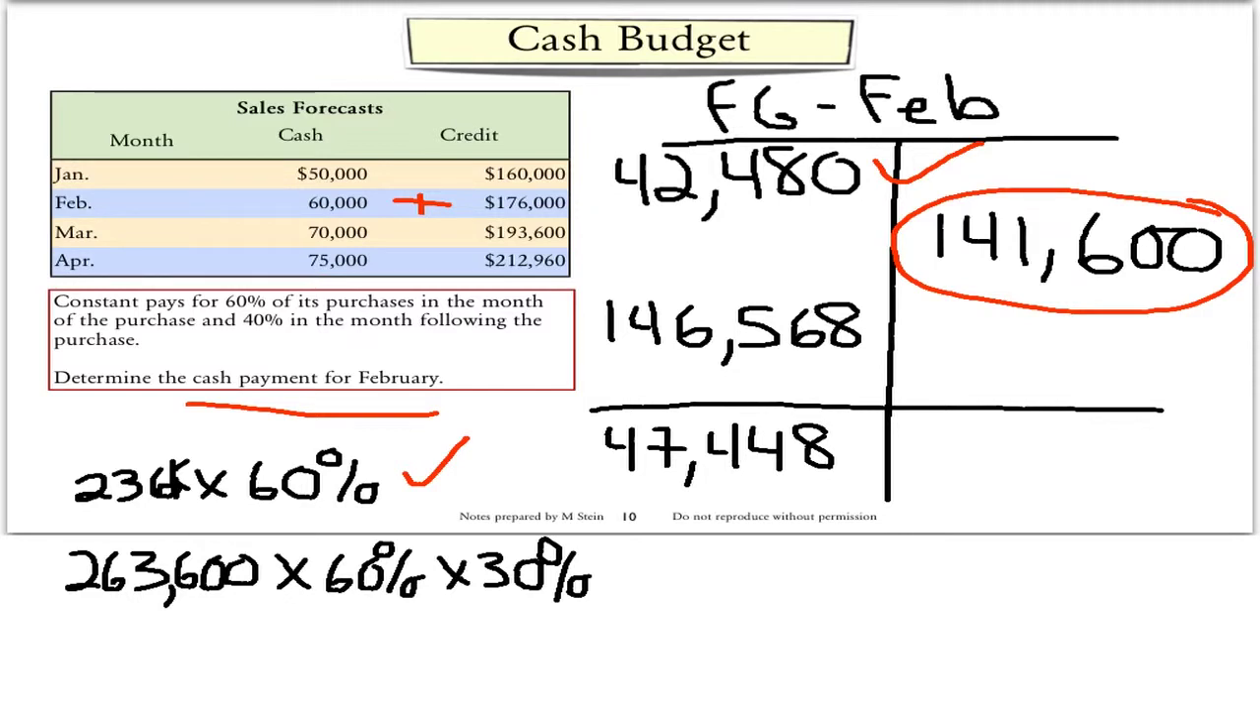Now we need to calculate the ending balance. So to get that, we look at the March sales, and we multiply that by 60% and then by 30%, and that gets us to the beginning balance in March or the ending balance in February. The only thing that remains then is to balance the account, and we do that. It turns out that $146,568 equals the February purchases.